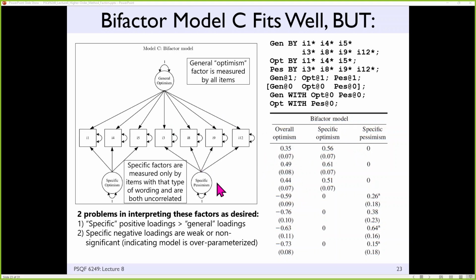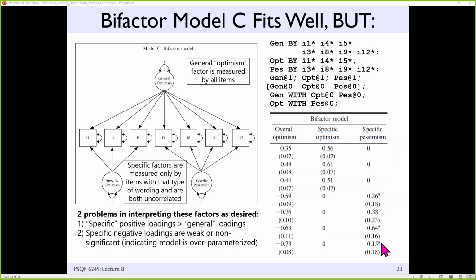So this looks good in theory, right? This seems neat and tidy. And then you look at the loadings and you're like, no. So here's a problem. When your specific leftover factor loadings are bigger than the general ones, hard to argue that that's the leftover part just due to wording. When the specific pessimism factor loadings, most of these are non-significant. That's what the A means. I think that the 0.64 is a typo. I think it should have gone on that one, actually.